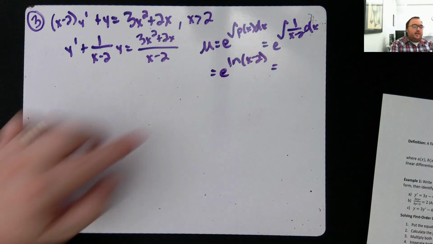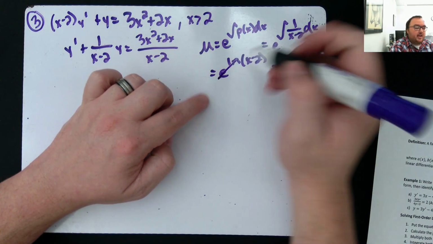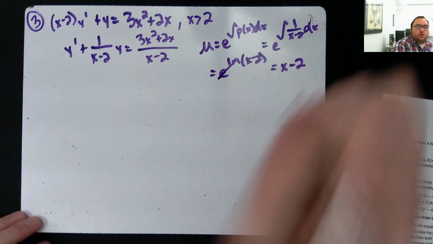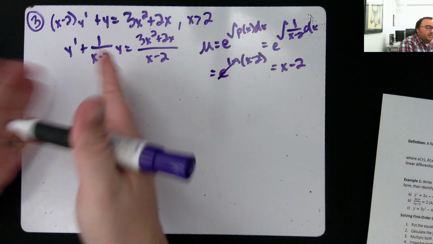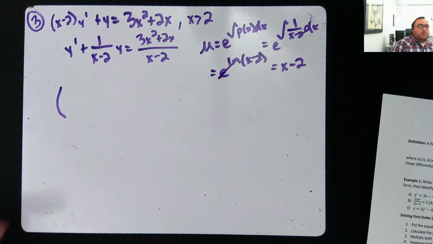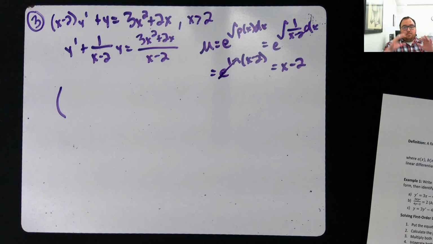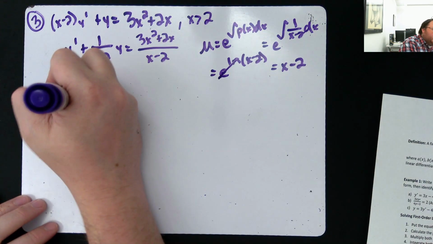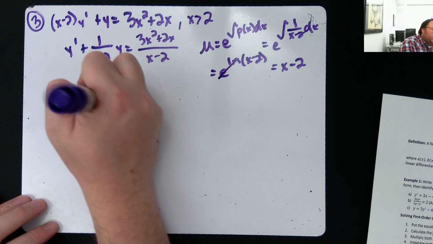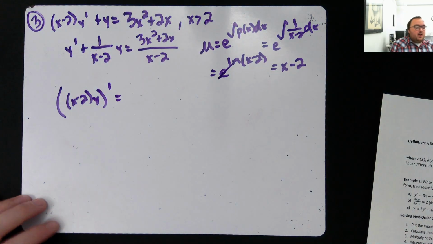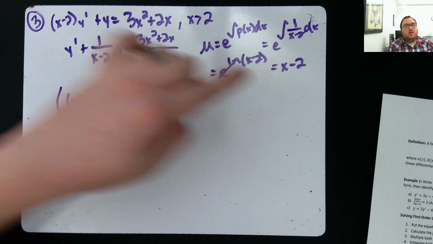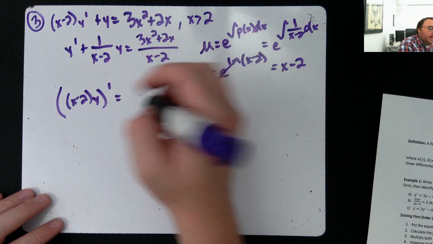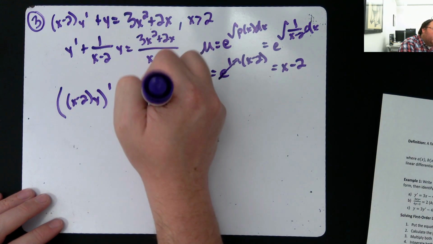And then, like I said, e to the natural log cancels out, so I'm left with just x minus 2. So what this means is on the left side, it's going to now become, remember, it's always mu y prime. Mu is x minus 2 times y prime equals, and then times the right side by x minus 2. Doing that's going to cancel them out, which leaves me with just 3x squared plus 2x.